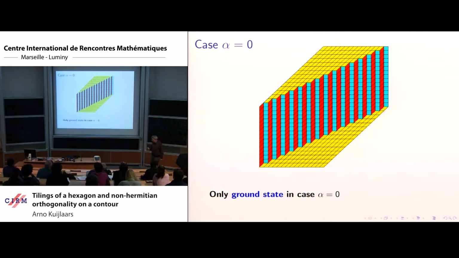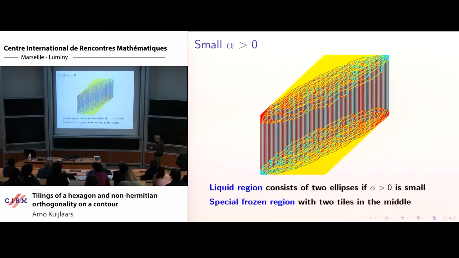okay, so that's the case when alpha is 0. That's only one, so the ground state is the only state that's allowed. If we take a small alpha, then, okay, we can allow for this square tile in an odd-numbered column, but not too much, right? Because otherwise the probability will be very low. But then you see a picture like this.